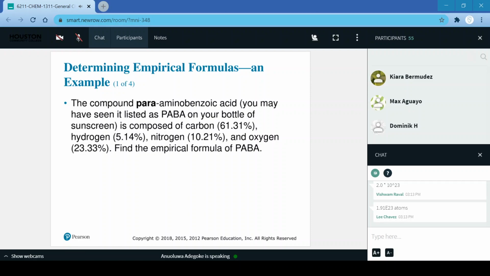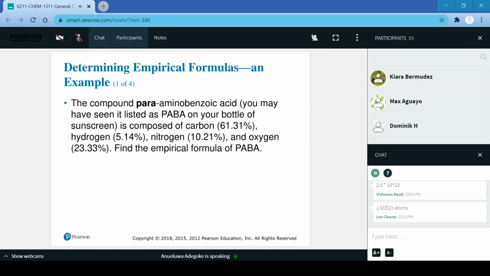Now, whenever you see percentages in chemistry in a molecule like this, all of them should add up to 100. So we assume 100 gram of the compound is present, because whenever you see percentages, everything should add up to 100. So we're going to turn this percent to gram.